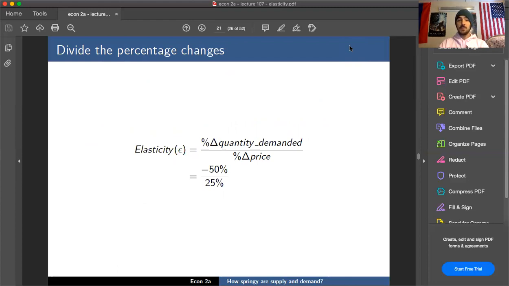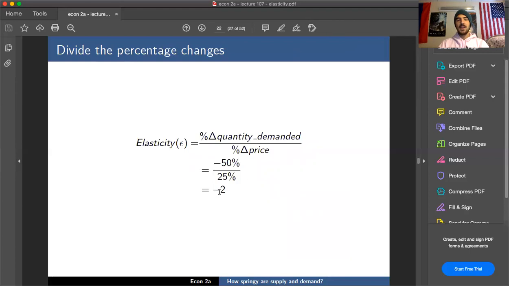Negative 50% over 25%, you're going to get negative 2. And with negative 2, the negative sign is a good indicator of the way in which it will affect the demand. If it's a negative elasticity, that more often than not means that it decreased the quantity demanded. So the amount of tickets went down by 500. As soon as you read that, you're going to have a good idea that it's going to be elastic, but in a way that decreases the amount of tickets purchased. So negative means it's going to be a decrease in the quantity demanded.